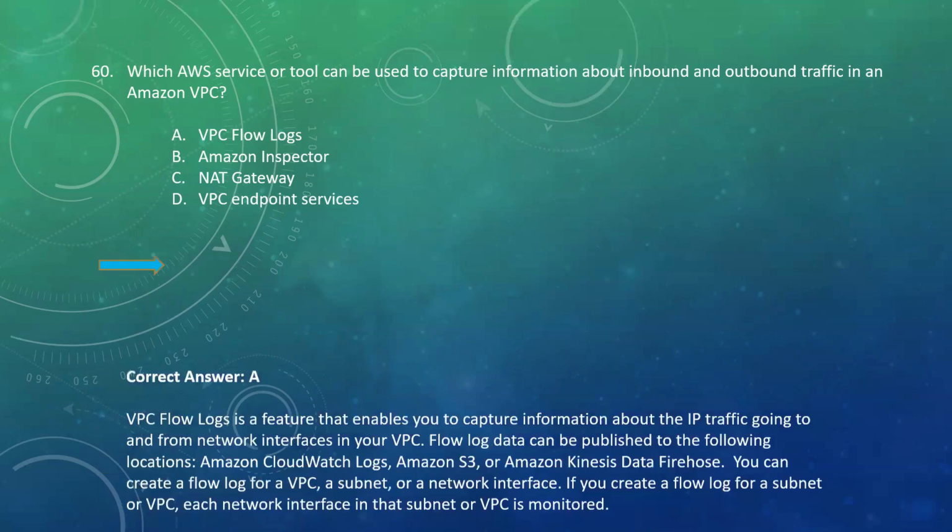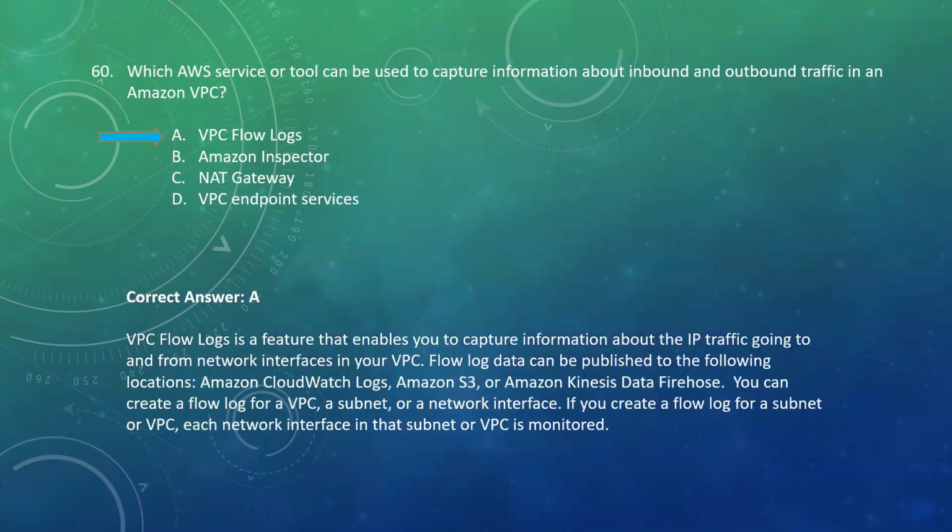So the correct answer is option A, VPC Flow Logs. VPC Flow Logs is a feature that enables you to capture information about the IP traffic going to and from network interfaces in your VPC. Flow log data can be published to the following locations: Amazon CloudWatch Logs, Amazon S3, or Amazon Kinesis Data Firehose. You can create a flow log for a VPC, a subnet, or a network interface. If you create a flow log for a subnet or VPC, each network interface in that subnet or VPC is monitored.